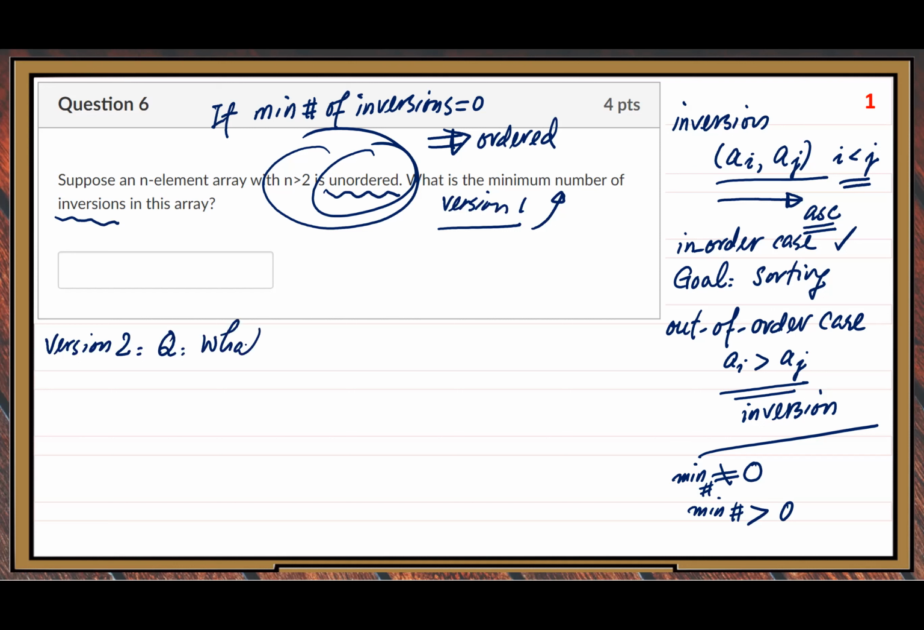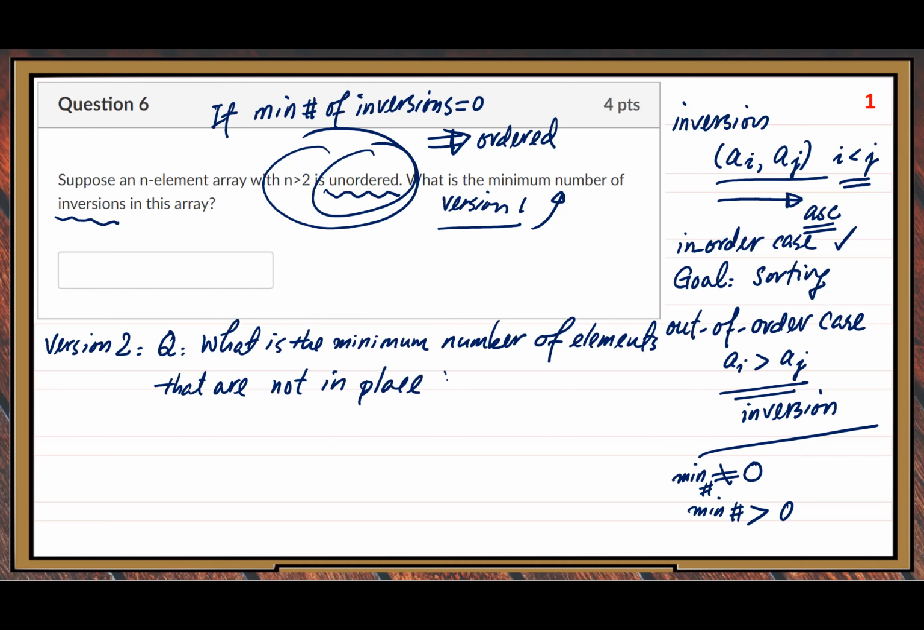What is the minimum number of elements, not inversions, that are not in place? This question is version 2.